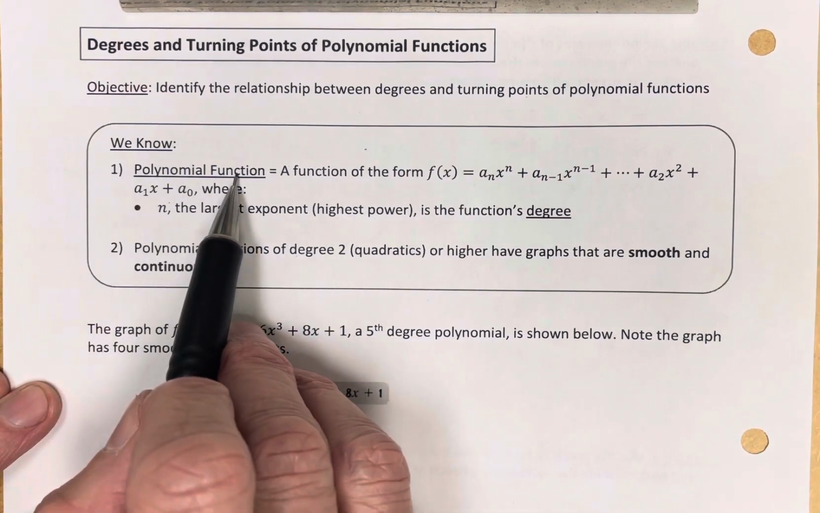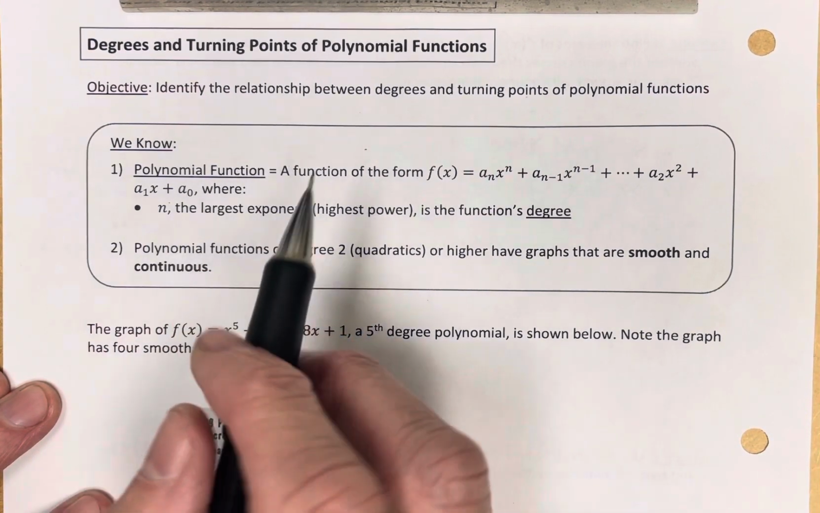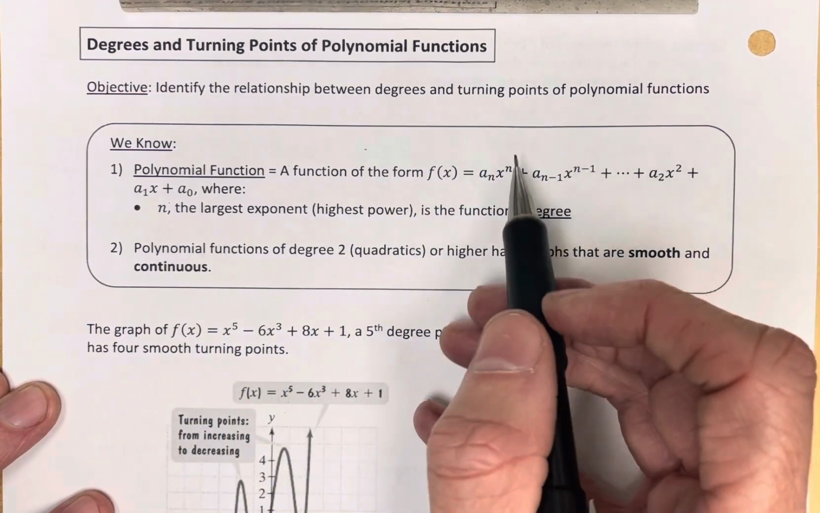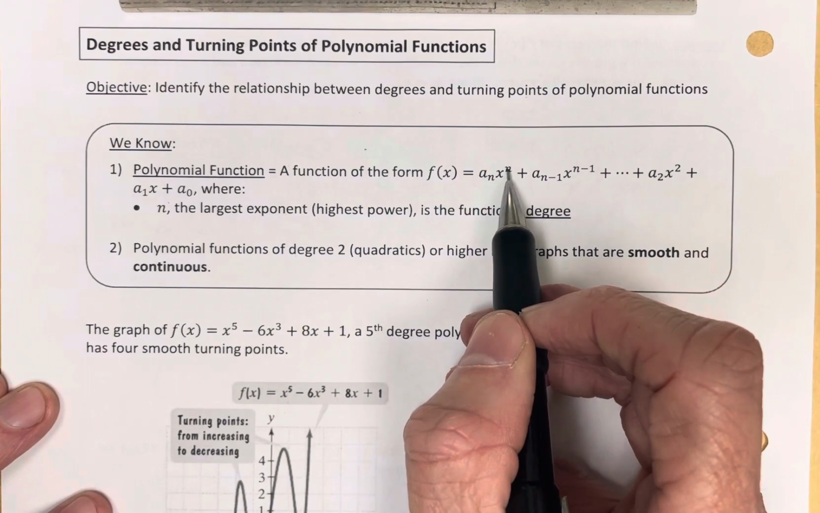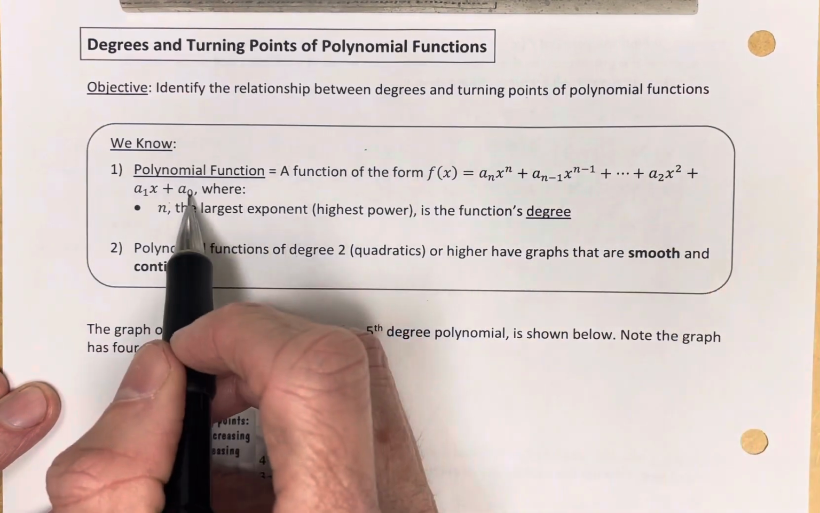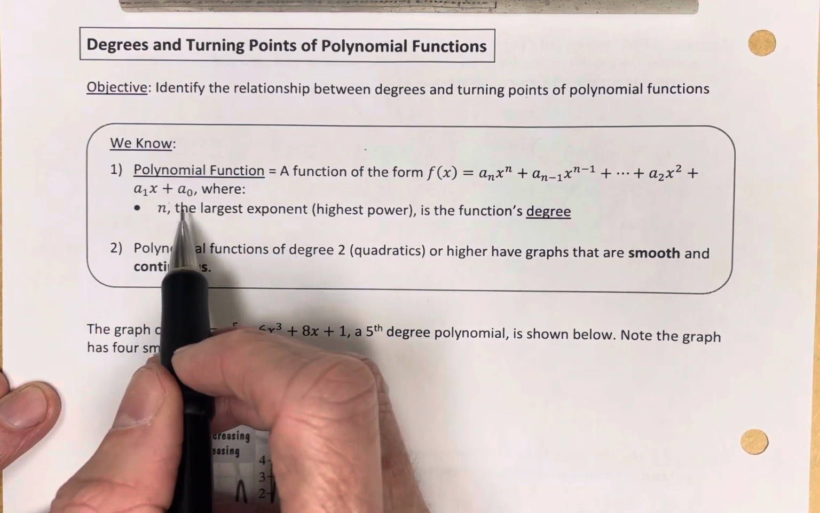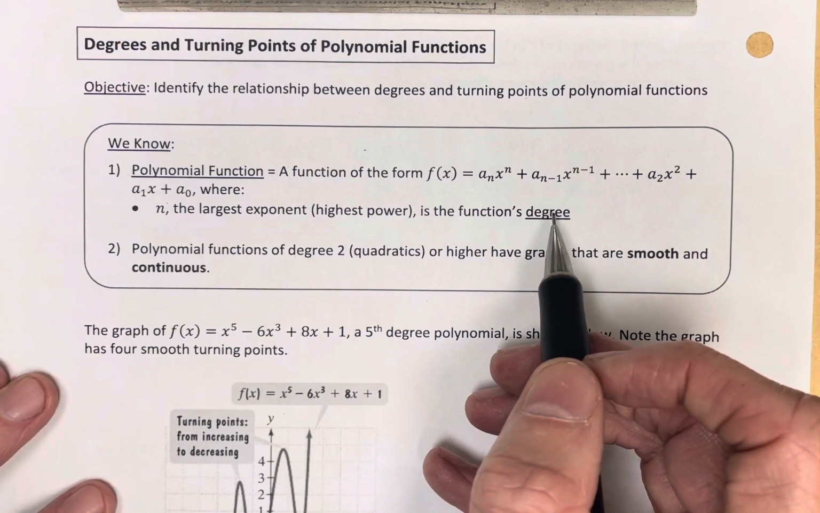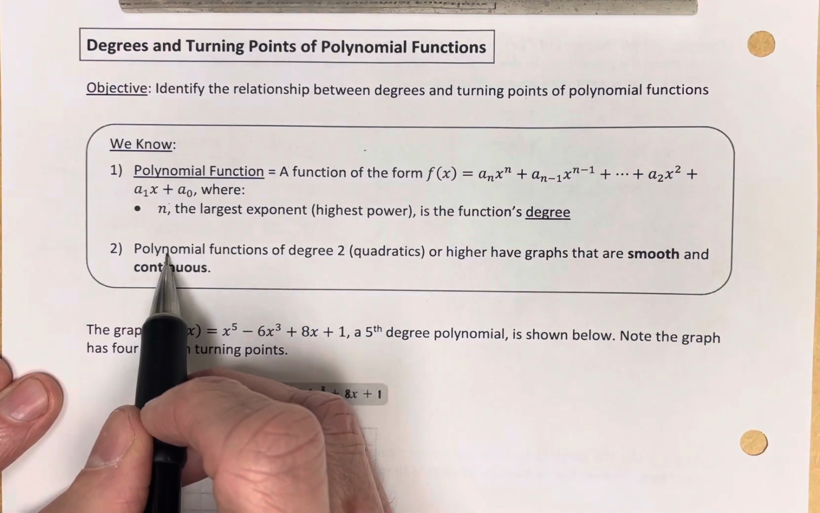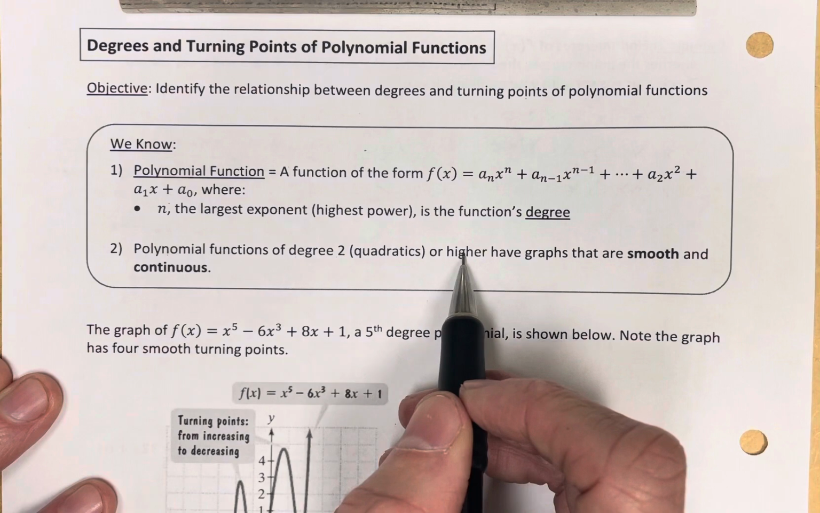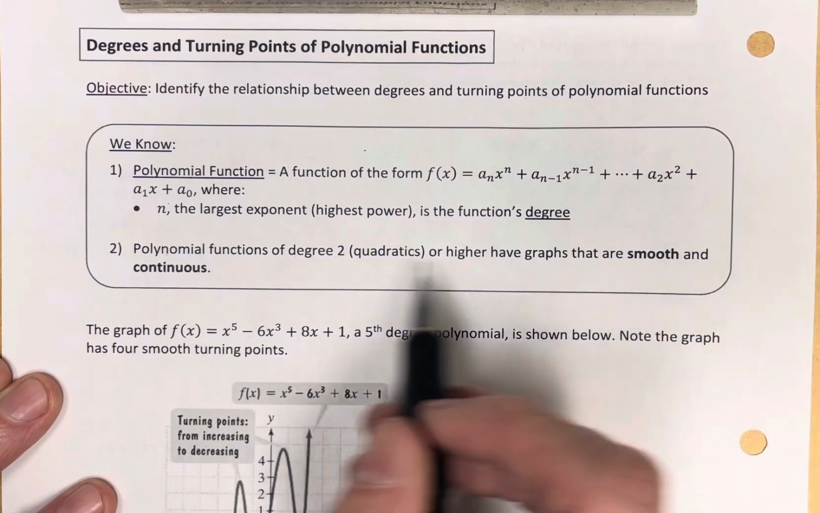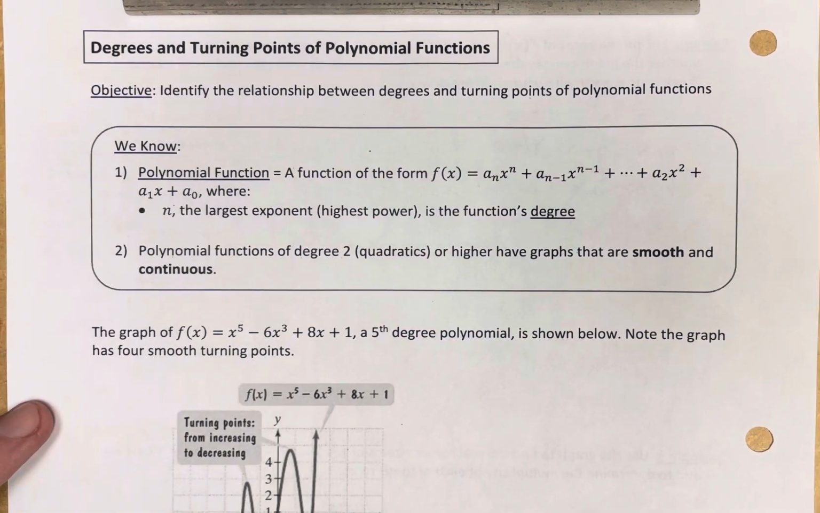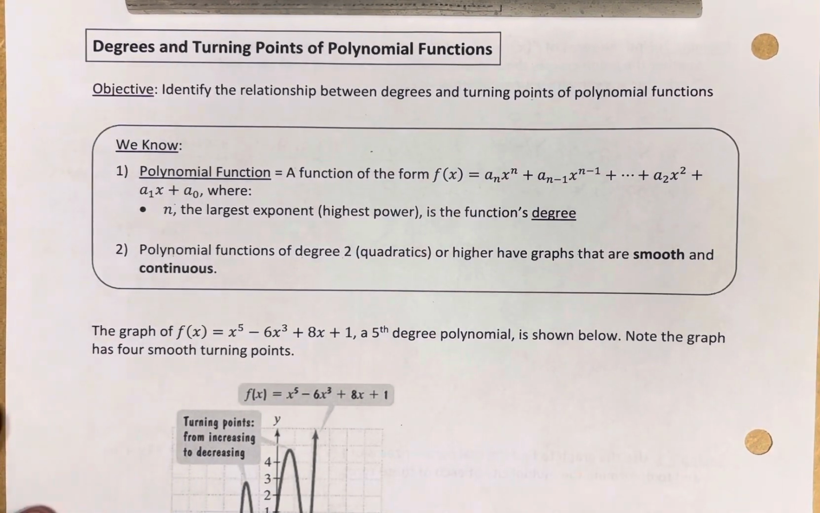Well, we know what a polynomial function is, and we want to remember that when the polynomial function is written in standard form, which means the exponents go from largest to smallest, followed by the constant if there is one, the largest exponent, or the highest power, is the function's degree. We also know that polynomial functions of degree 2 or higher have graphs that are smooth and continuous. If the graph is not smooth and continuous, it is not a polynomial function.